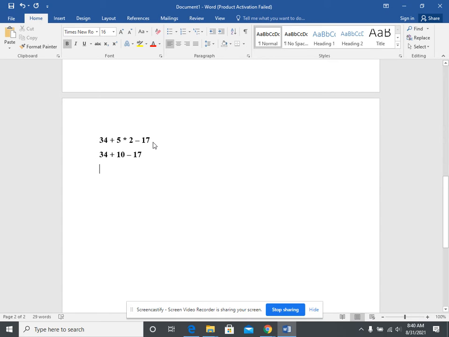And this is where we have addition and subtraction on the same line together. So we have to work left to right in this situation. All right, so what's the first thing on the left that I got to do? I got to add. So I'm taking 34 plus 10, which gives me what? 44. And that leaves me with 44 minus 17.